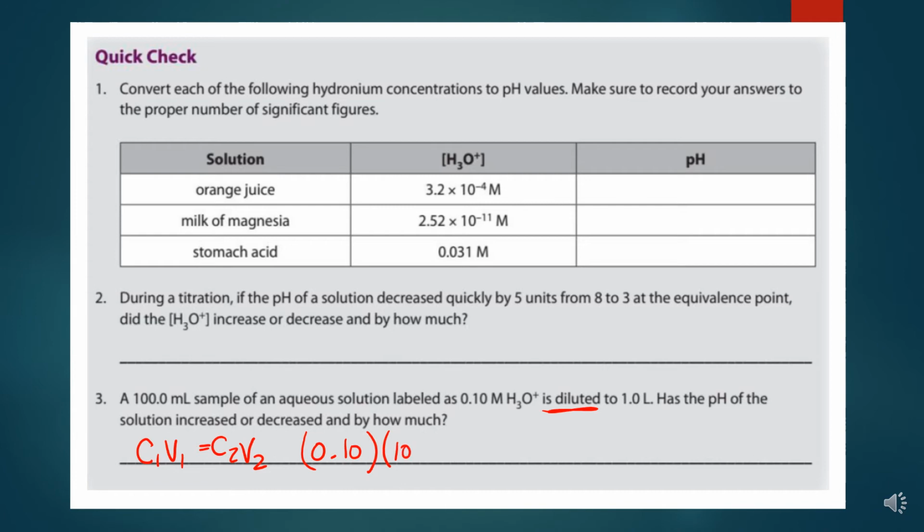So we start with 100 milliliters. We're finishing with 1,000 milliliters. And so our new concentration is going to be 0.010 moles per liter. So pH is going to be increased because we're not as acidic, and it's going to increase by 1. Okay, we're 10 times more dilute, so we're increasing our pH by 1.